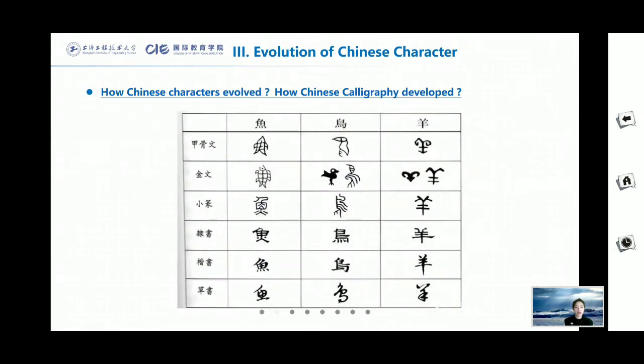Okay, with the background information here, I'd like to show you a video to let you have a clearer idea about how Chinese characters evolved and how Chinese calligraphy developed.